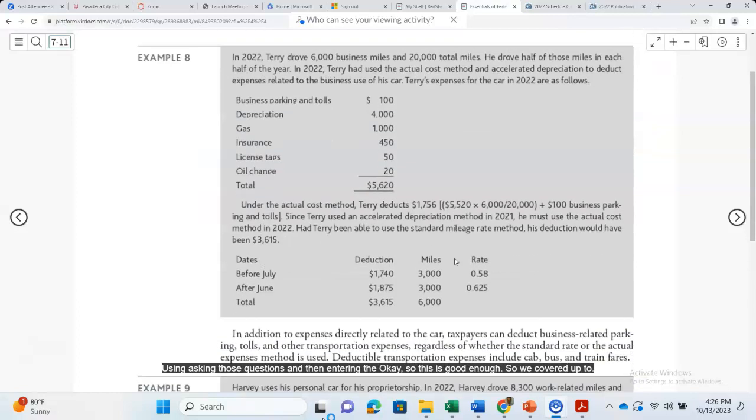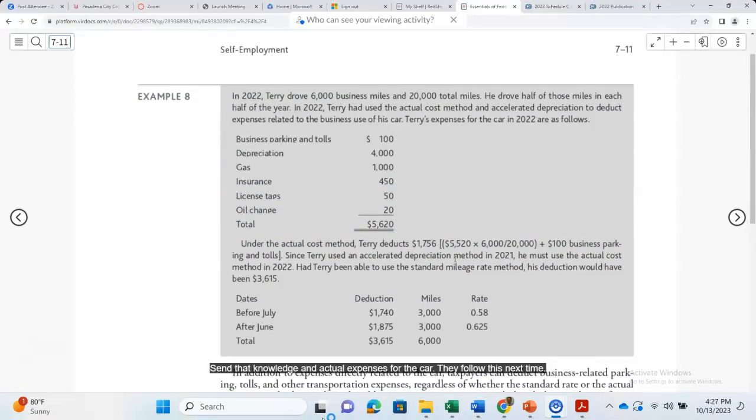Okay, so this is good enough. We covered up to standard mileage and actual expenses for the car.